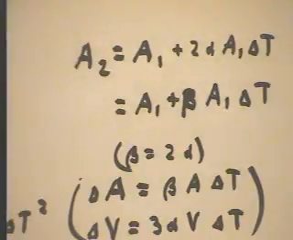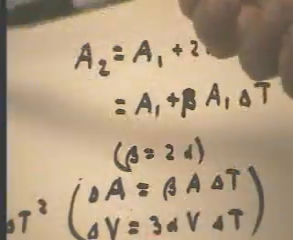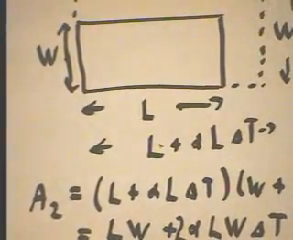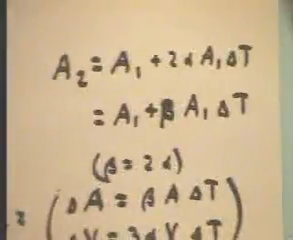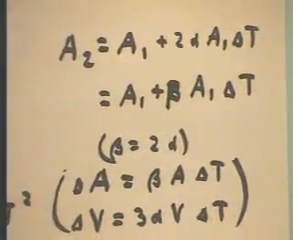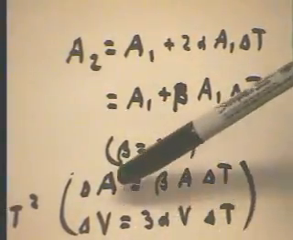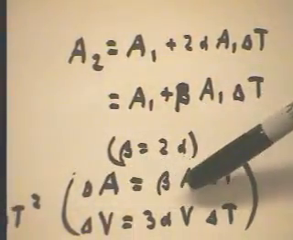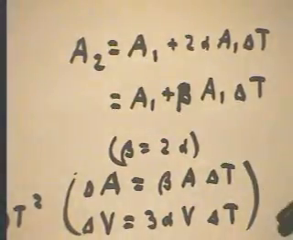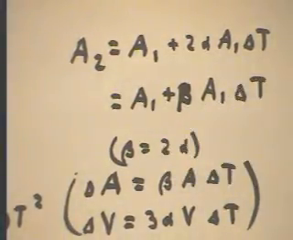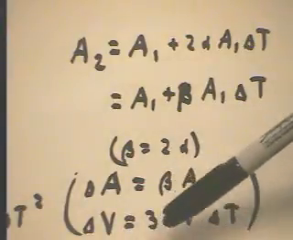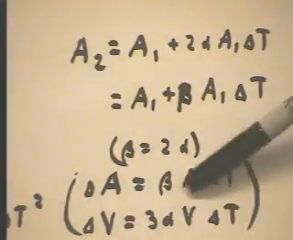If we did a similar thing for a volume, a length times a width times a depth, going back in this direction someplace, everything would come out pretty much the same. We end up with an area change of beta times A delta T, where beta delta T is the proportion, and beta is equal to 2 alpha. For volume, we would end up with a 3 alpha delta T proportion of volume change.